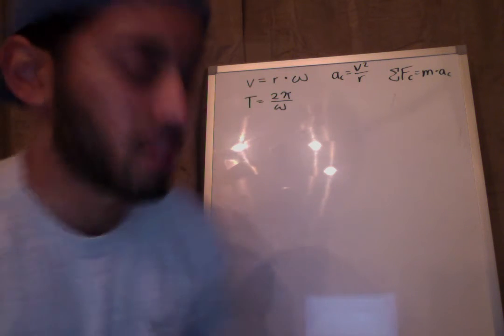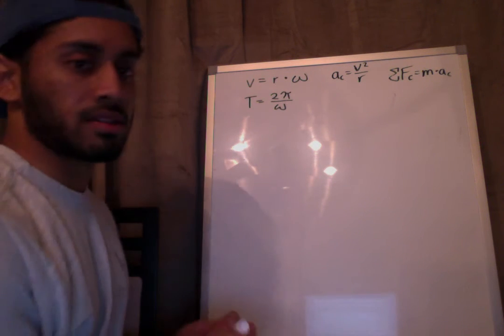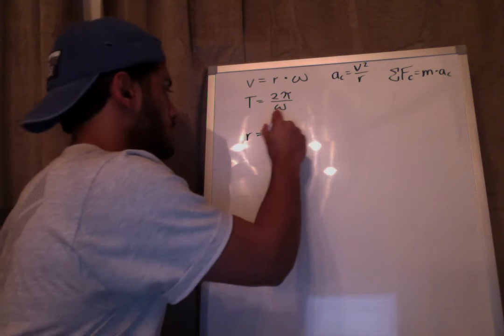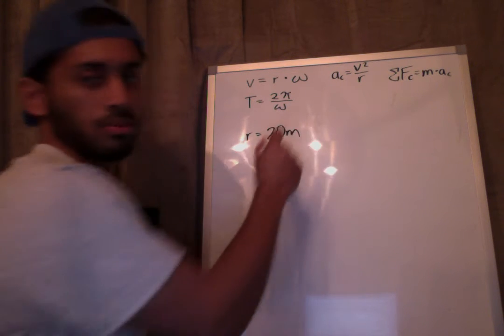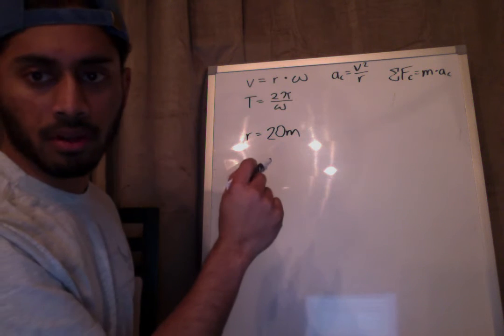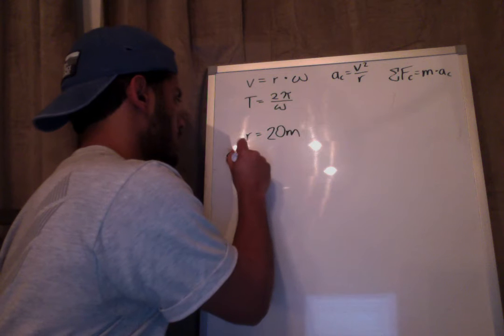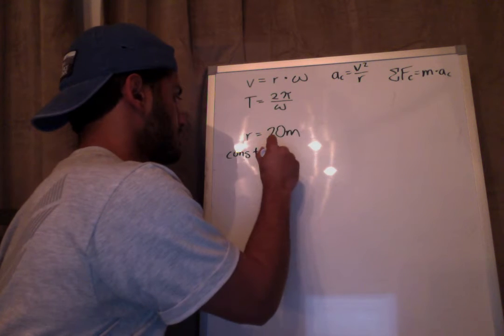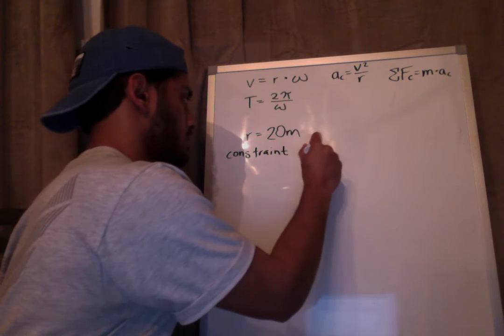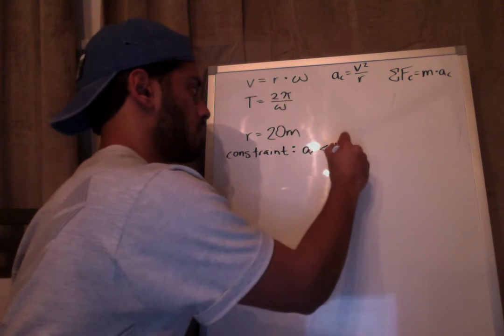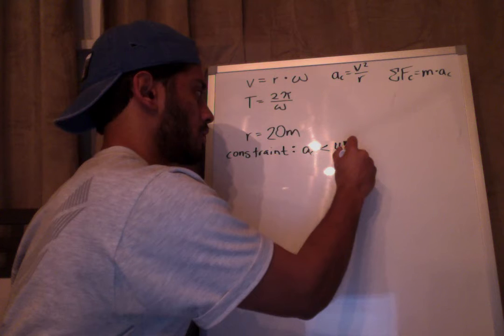All right, first let's write down the information we know. We know that the radius is equal to 20 meters. It's pretty big. It's a pretty large ride at this theme park. And he wants to make our constraint. So let's write this out. Our constraint is that the centripetal acceleration should be less than 4 meters per second squared.